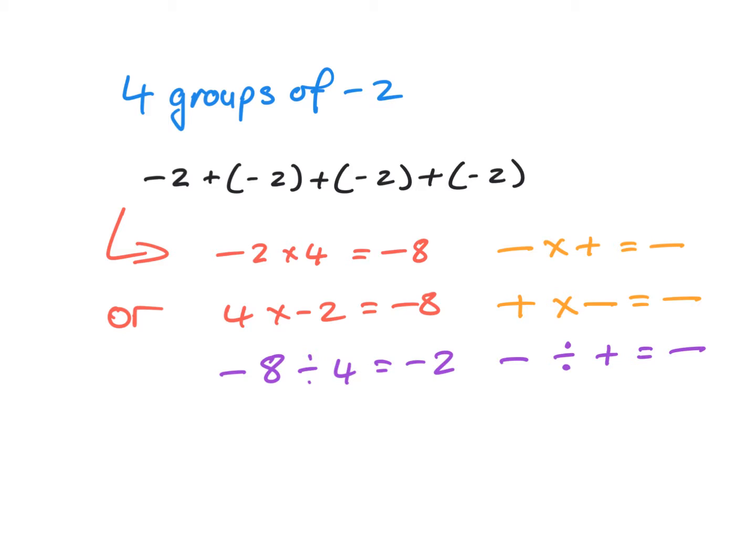So we can see a little bit of a pattern developing here. We have opposite signs, we have a negative. Opposite signs, a negative. So the rule is, for multiplication and division, if you have opposite signs, your result will be a negative number.